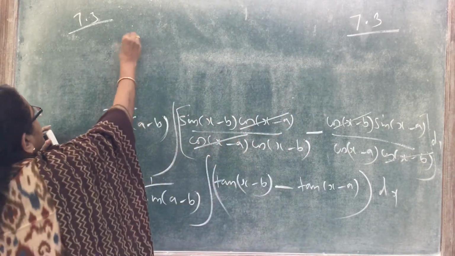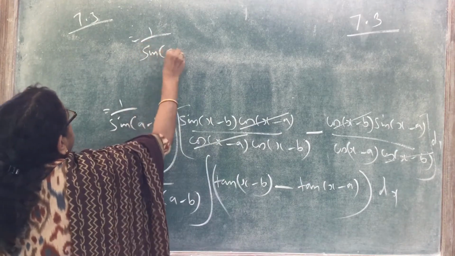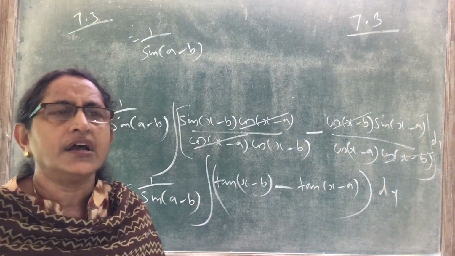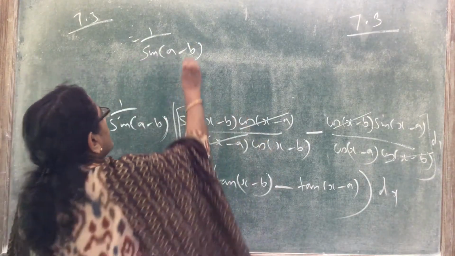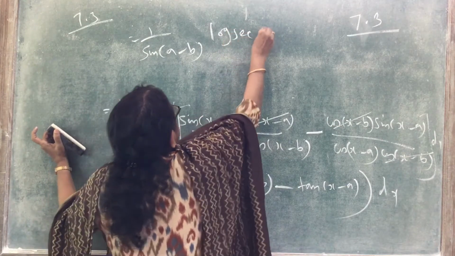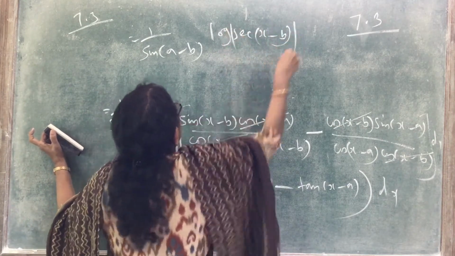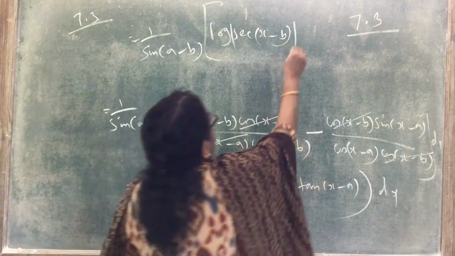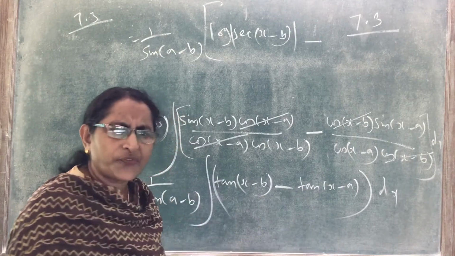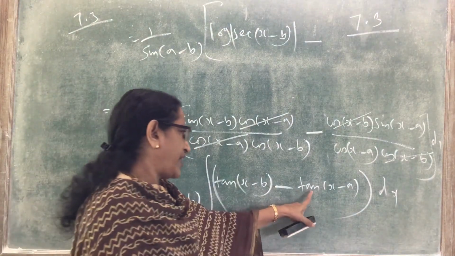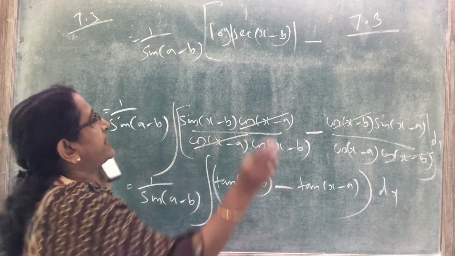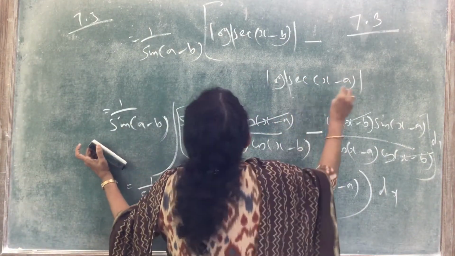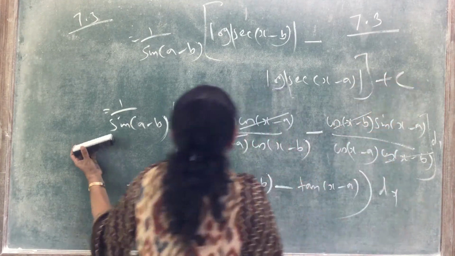That is equal to 1 by sin(A minus B) into, what is the integral of tan x? Log sec x. So the integral of tan(x minus B) is log sec(x minus B), bracket, because this is common for both terms. Minus the integral of tan(x minus A), which is log sec(x minus A), plus C.